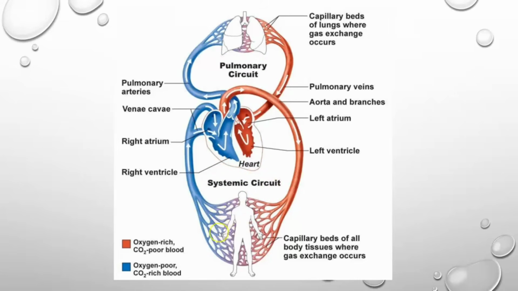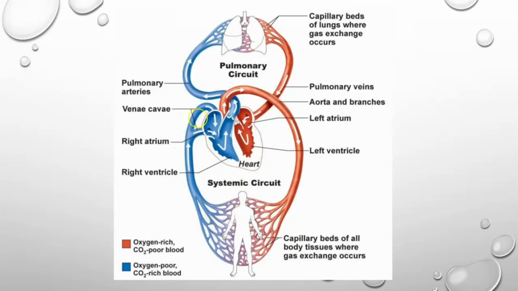Systemic circuit means the deoxygenated blood from the body tissues is collected through the capillaries and enters through the vena cava and then into the right atrium. See here, this is deoxygenated blood, and again it goes through the pulmonary arteries to the lungs, where it gets oxygenated, and from the lungs it returns back to the heart through the pulmonary veins and enters the left atrium. So the right side contains the deoxygenated blood and the left side contains the oxygenated blood. The blood enters twice inside the heart, so we call it double circulation.